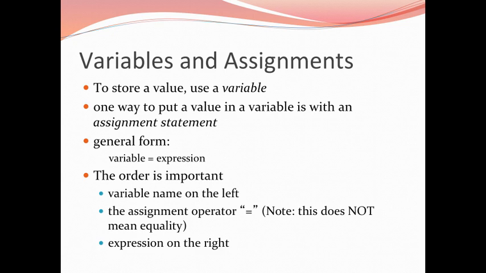In programming, when you want to store a value, you store it in what's called a variable. One way to put a value in a variable is to use what's called an assignment statement. The general form of an assignment statement is you have the name of the variable on the left, and then the equal sign, and then an expression on the right. The order is important. It's always the variable on the left and the expression on the right.